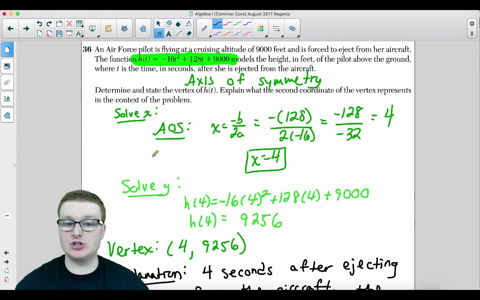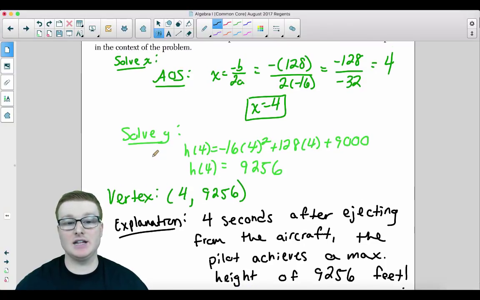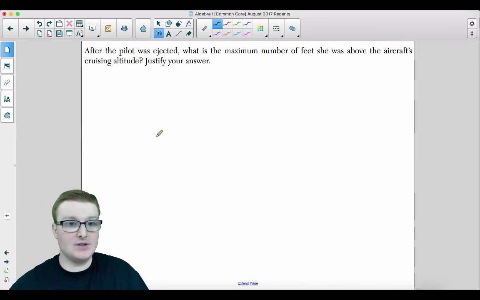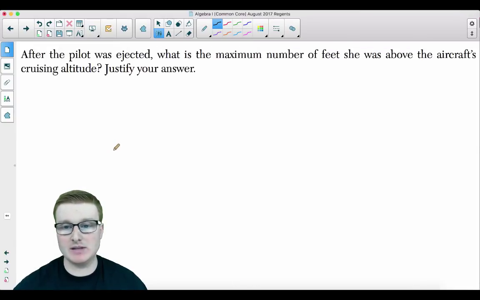Not too bad of a question, you just need to know how to solve it algebraically, and I highly recommend that you memorize the axis of symmetry formula, or better yet, you could go on my website, find the facts you must know cold for the algebra Regents, and that will help you as well, because that will be on there. Now, after the pilot was ejected, what is the maximum number of feet she was above the aircraft's cruising altitude? To justify your answer.